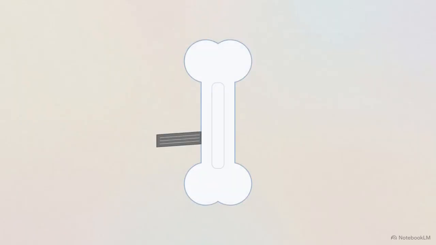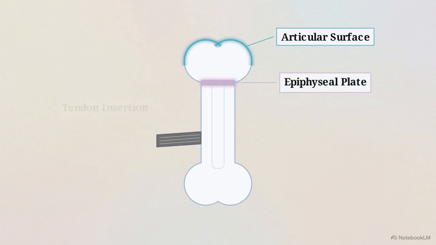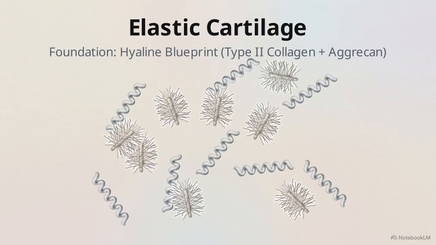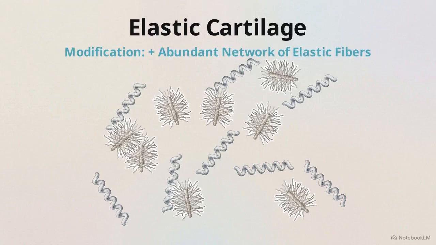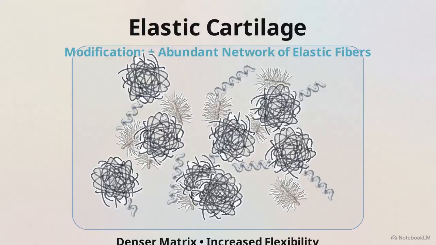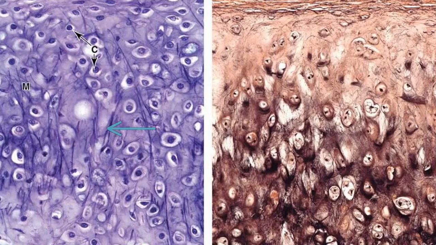The body alters this baseline matrix to meet different mechanical demands. To produce elastic cartilage, it takes the hyaline blueprint, type 2 collagen and aggrecan, and adds an abundant network of elastic fibers. This dark webbing provides greater pliability. You find this tissue where flexible shape and support are required, like the outer ear and the epiglottis.